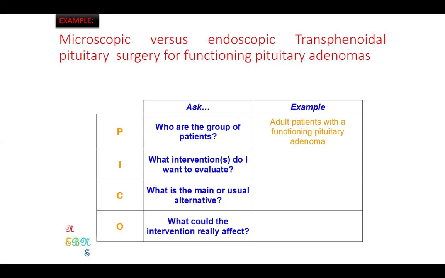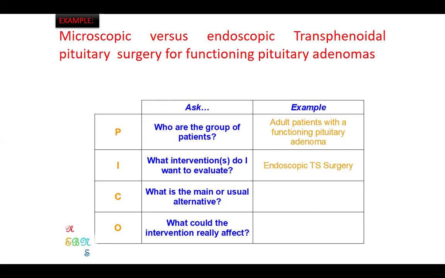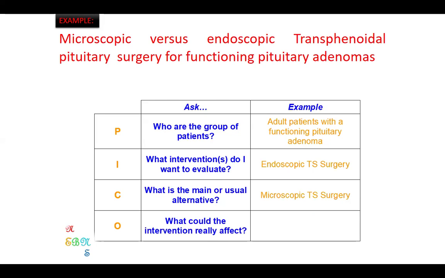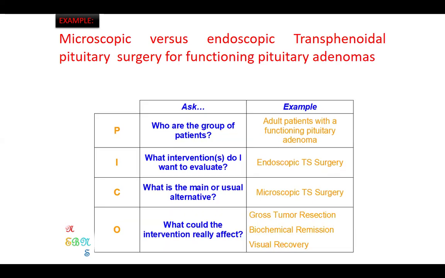So let's say our problem is adult patients having functioning pituitary adenoma. We want to see if the endoscope provides better results than the microscope. In clinical research, when you're comparing two things, the standard procedure is always the old procedure, the one that has been used before, and the newer procedure is always the intervention. So that's why the endoscope, which is relatively new compared to the microscope, is considered the intervention. And then C, the comparison, is the microscope, which was the standard of care for pituitary surgery. And then now the outcome.